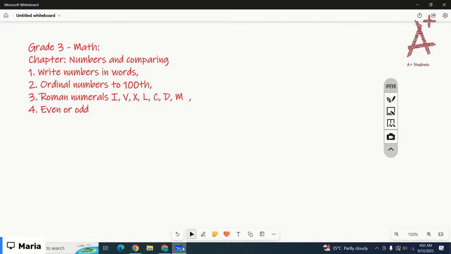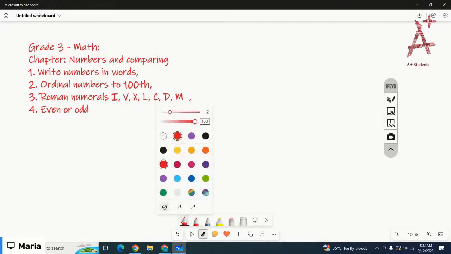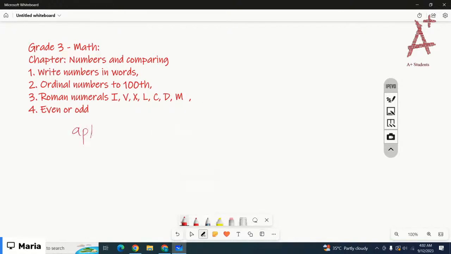We are here for grade 3 math. You can find all the lessons on aplusstudents.com. You have to log in there using your email address and password as provided by the administrator. Then you have to select math from the subject tab.